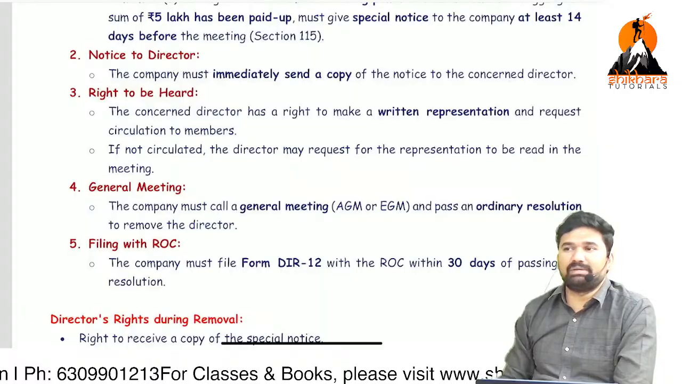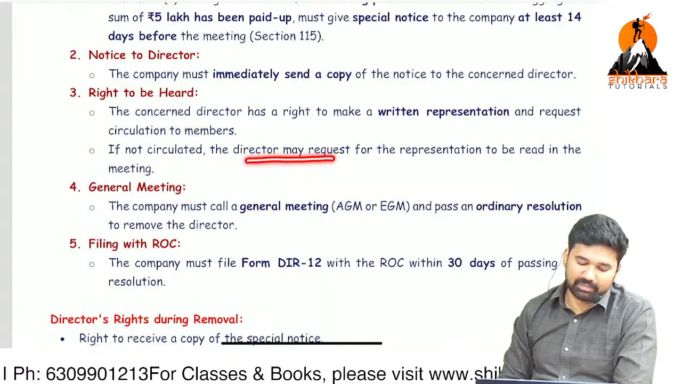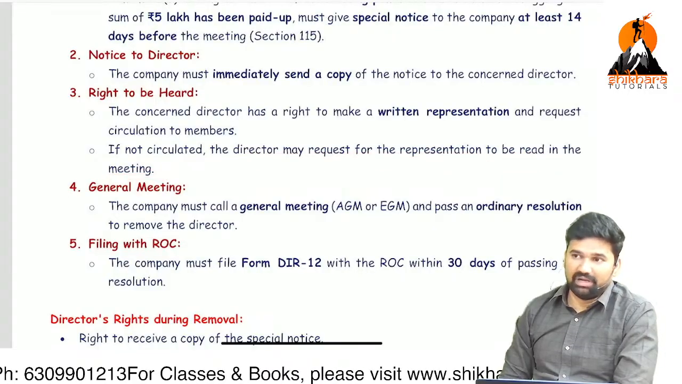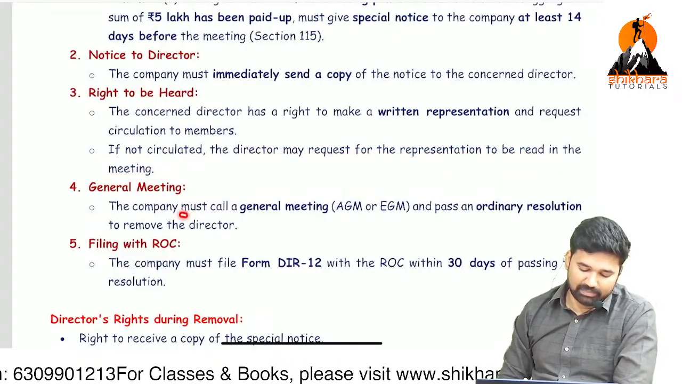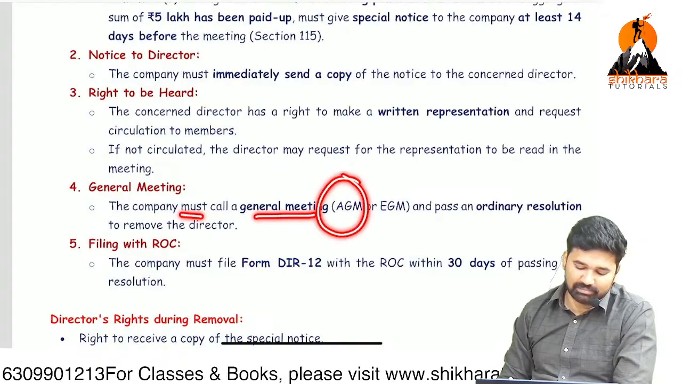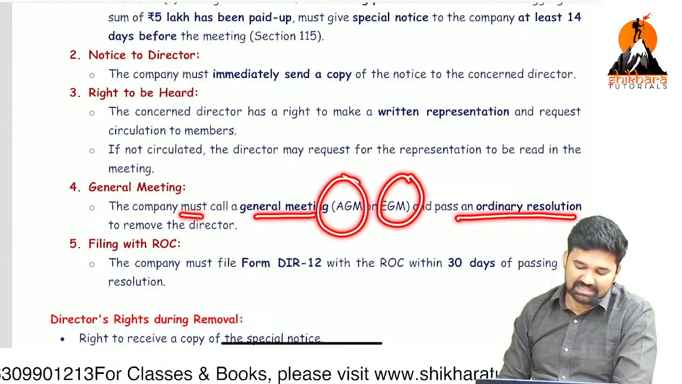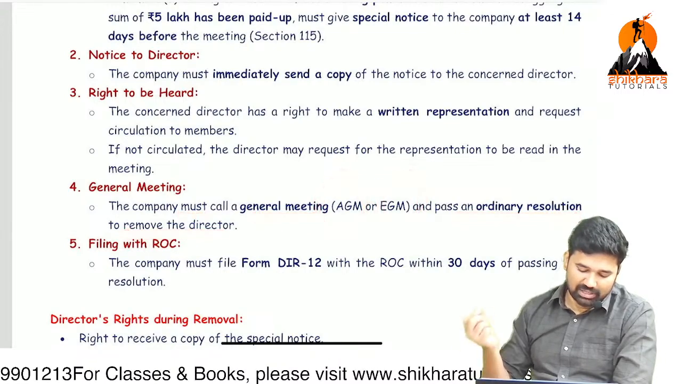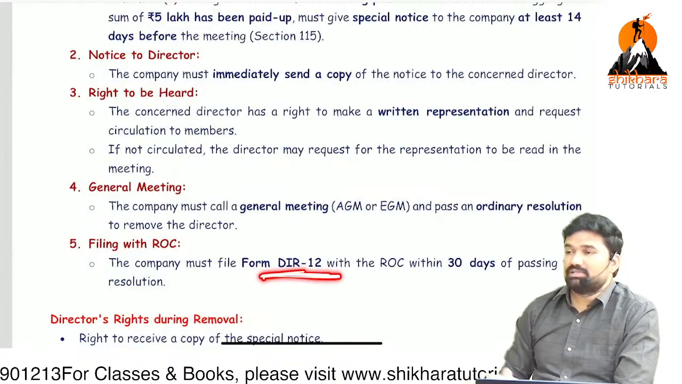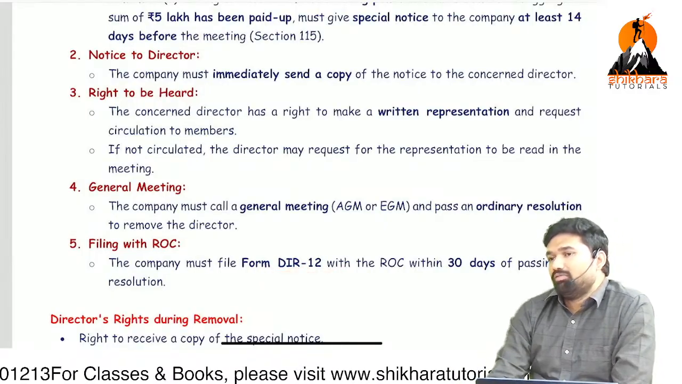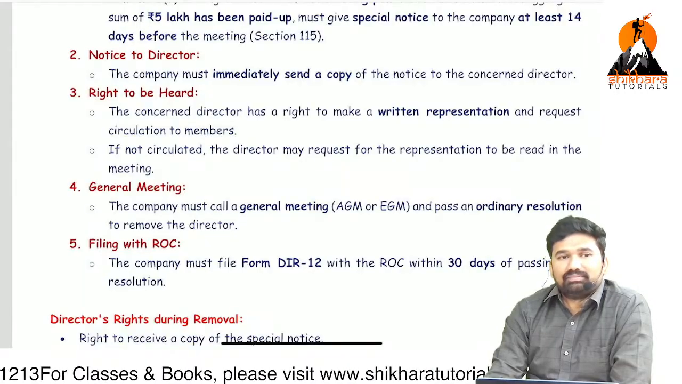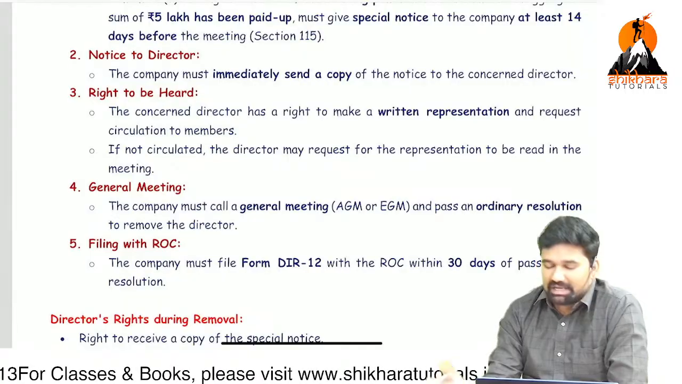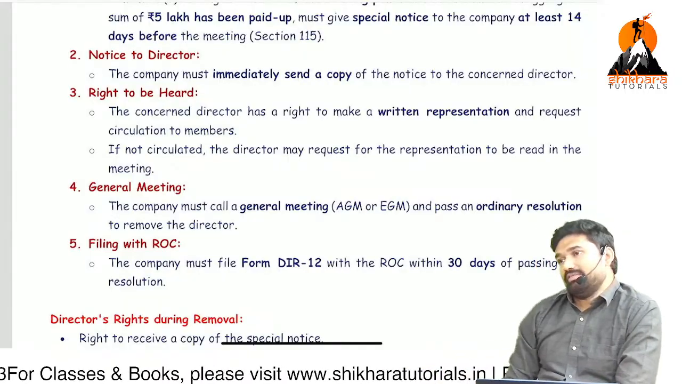If time does not permit circulation, the director may request that the representation be read in the upcoming general meeting. The company must call a general meeting, either AGM or EGM, and pass an ordinary resolution to remove the director. And this is all the same. DIR 12. Why do we need to file DIR 12? Removal of a director amounts to a change in directors, right? That is why we have to follow DIR 12. Within how many days?